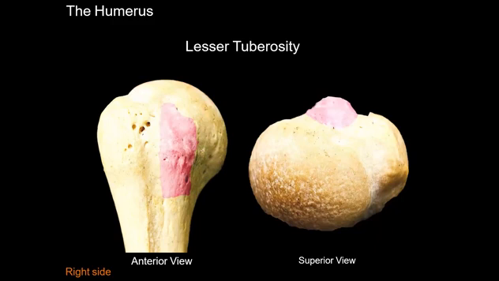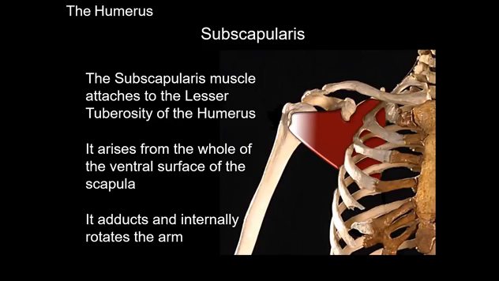Okay, this is the lesser tuberosity, as we've seen already, the anterior, and then the superior view. When I say superior, it means the bird's eye view, as if you're viewing from an aeroplane on top, from the top. Okay, so we have the subscapularis muscle, which attaches itself to the lesser tuberosity. So you can see the attachment. Now we're looking at the attachment of this lesser tuberosity. So from the whole of the ventral surface of the scapula, it is helpful for adduction and internal rotation. I think we have seen this before when we talked about the scapula.